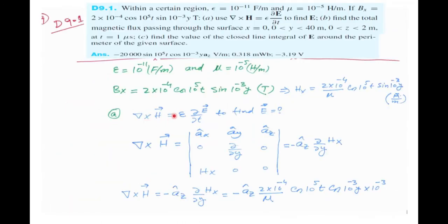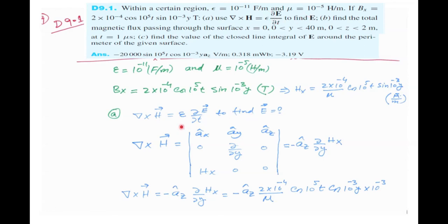Now let us solve drill problem D9.1. Within a certain region, the permittivity of the dielectric material is 10 power minus 11 farad per meter. Permeability is 10 power minus 5 henry per meter. We have also been given the magnetic flux density component along the x direction. We are asked to use the Maxwell equations and find the electric field.